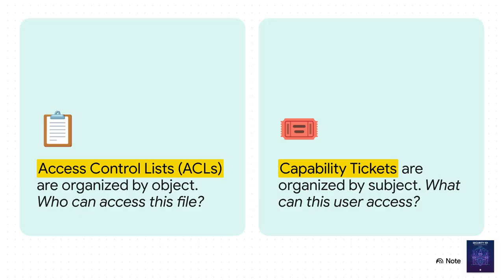Now what's cool is you can look at this matrix in two different ways. If you read it down the columns, you get what's called an access control list, or ACL. It's like putting a guest list on the door of every single file. It answers the question, who can get into this? But if you read it across the rows, you get capability tickets. That's like giving each user their own personal key ring that shows every single door they can open. It's the same information, just organized differently.